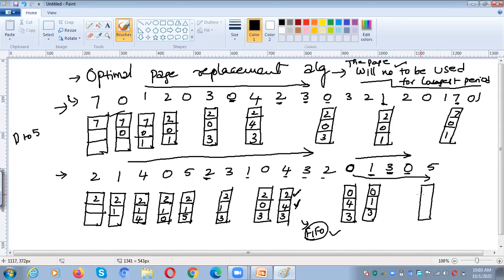At last, 5. Now tell me. 5 is not there in the main memory. So 0, 1, 3. Which frame will you select? There is no future, no string afterwards, right? At that time, what do you have to do? You need to go for FIFO. 3 came into the main memory first when compared to 0 and 1. So I need to replace 3. That is the optimal page replacement algorithm.